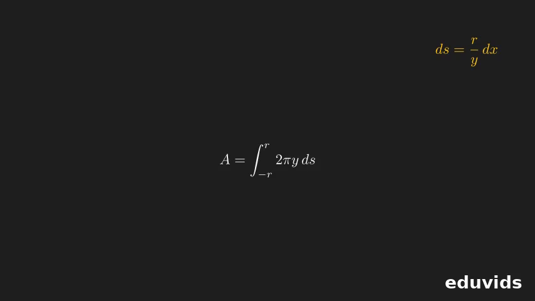To find the total surface area A, we integrate 2 pi y ds from x equals negative r to x equals r. After performing the integration, we find that the total surface area A equals 4 pi r squared. The surface of revolution method gives us the known geometric result exactly.